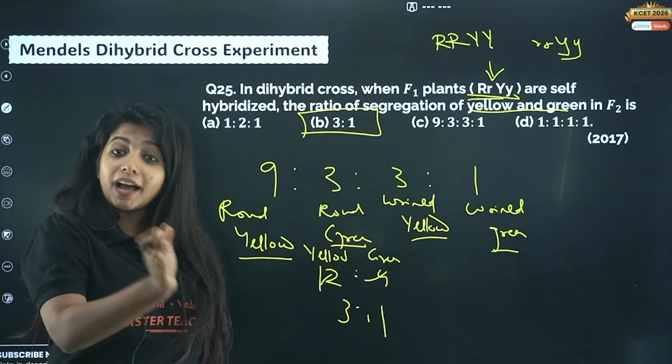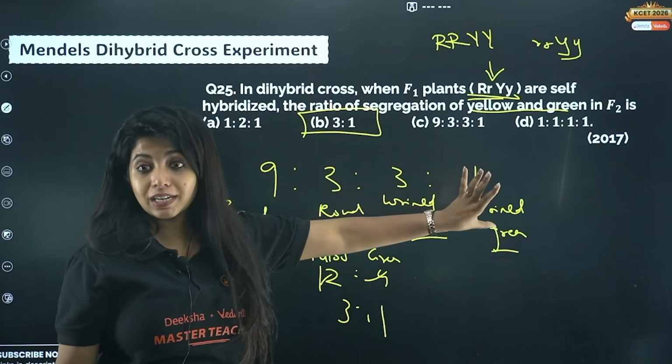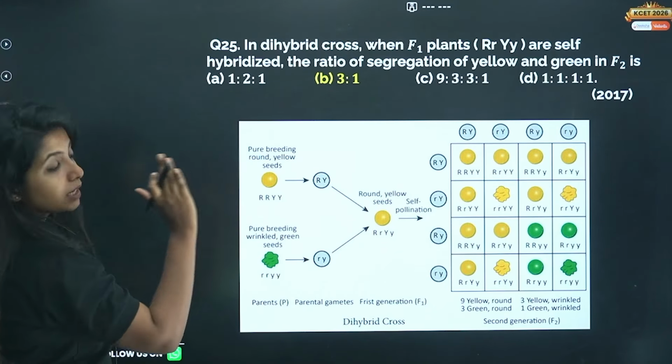Same question repeated again after so many years. Okay, we saw that. It was talking about round and wrinkled trait then. So the same principle applies over here. Okay, so don't get confused.